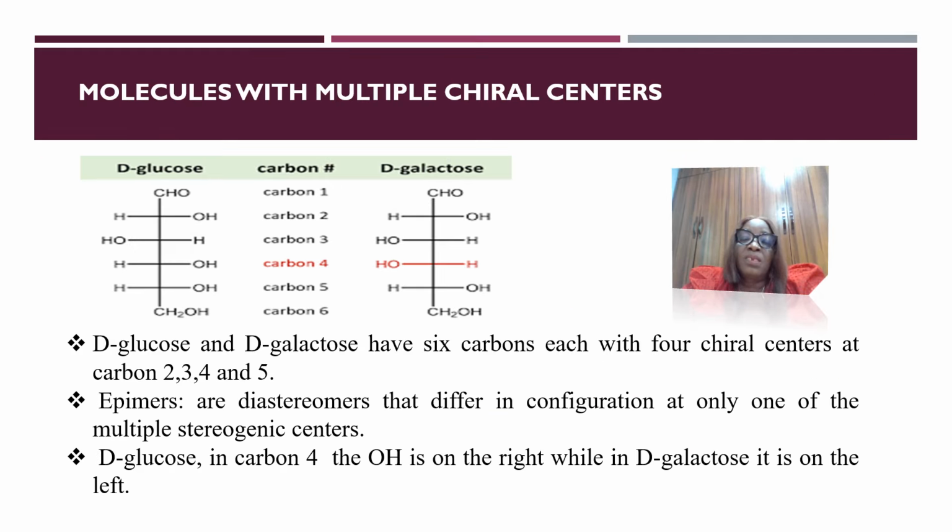Let's look at this example of D-glucose and D-galactose. It's an example of molecules with multiple chiral centers. When a molecule has more than one stereocenter, for example, D-glucose and D-galactose, it can have diastereomers, if the stereocenters have different configuration at some positions, but not all. D-galactose and D-glucose have 6 carbons each with 4 chiral centers at carbon 2, carbon 3, carbon 4, and carbon 5.